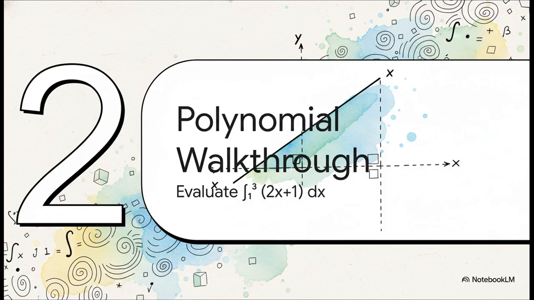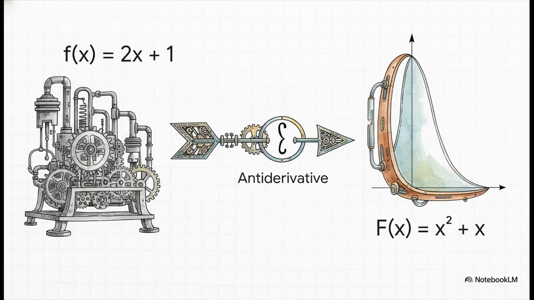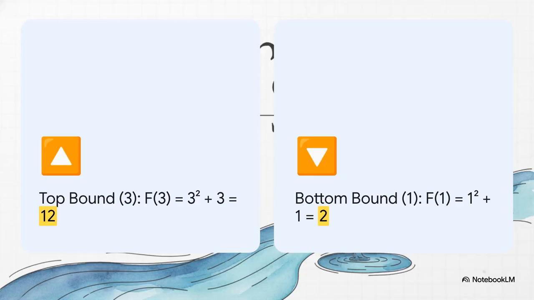Okay, enough theory. Let's get our hands dirty and put this theorem to work with a classic polynomial. We're going to find the area under the line 2x + 1, starting at x = 1 and stopping at x = 3. First things first, step 1 is always to find the antiderivative. So we just do the power rule in reverse. The antiderivative of 2x becomes x², and the antiderivative of 1 is just x. So our capital F(x) is x² + x. Easy enough.